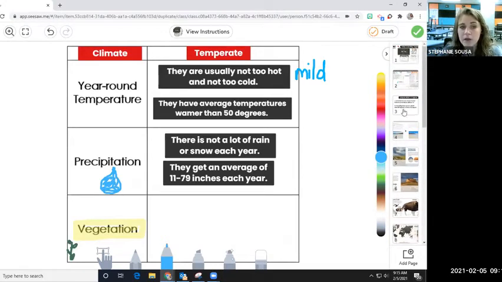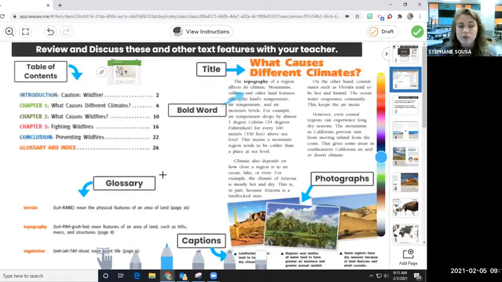All right. Let's go ahead and look up at slide 2 to know which text features we are going to use. Which text features are we going to use and how do they help us?